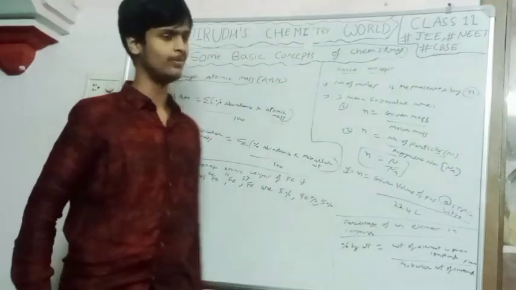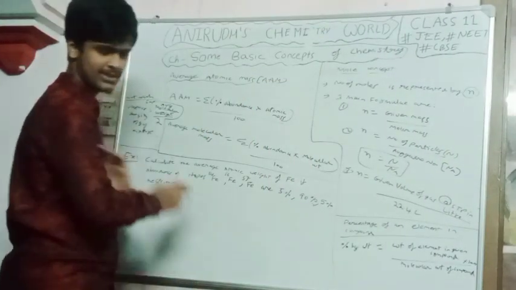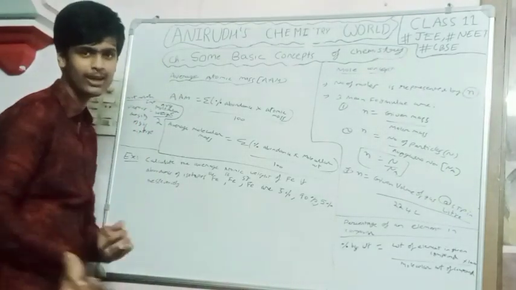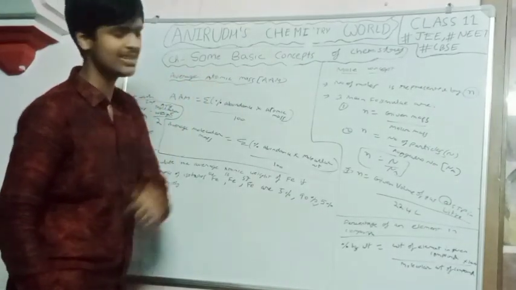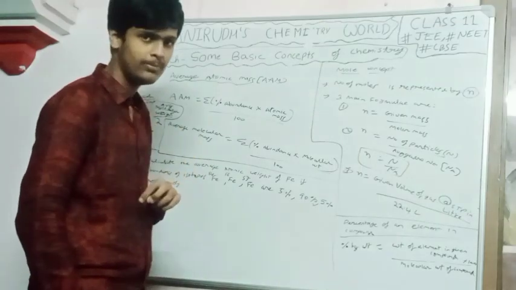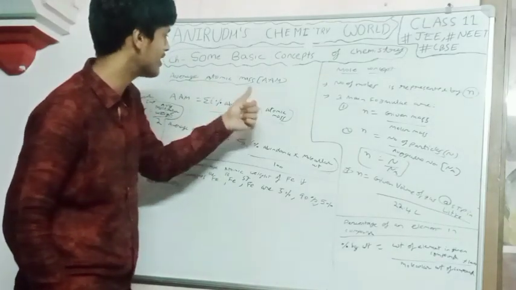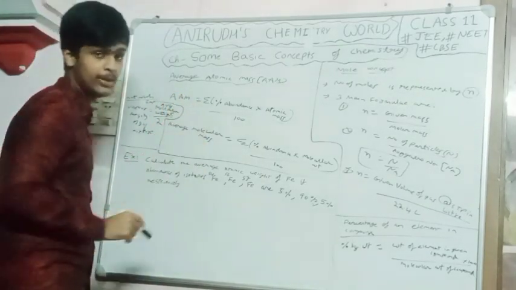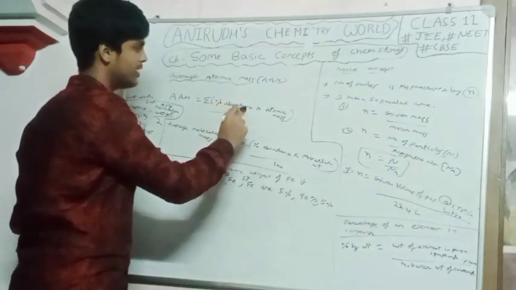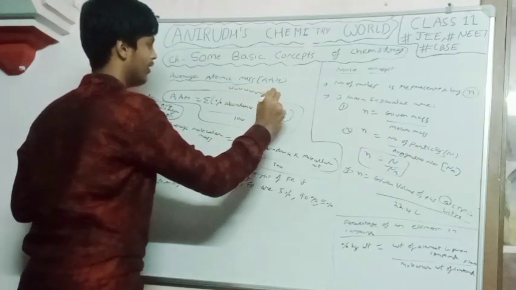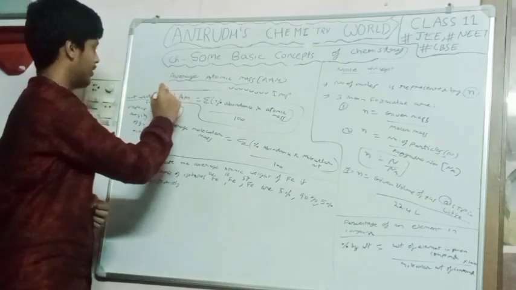Okay, now let us see the average atomic mass. What is this concept? I call this average atomic mass AAM, as it's a very short, easy shortcut. The average atomic mass is equal to the summation of percentage abundance times atomic mass, divided by 100. It's a very important formula. I'll give a star mark also.